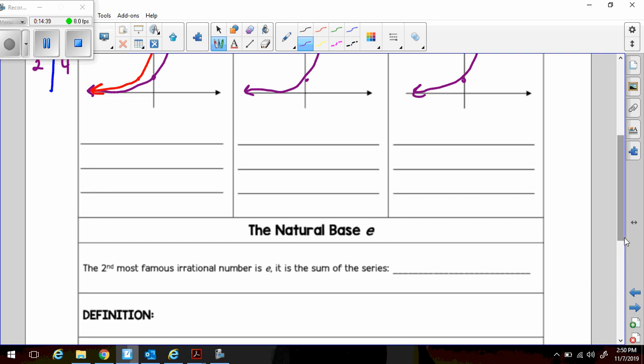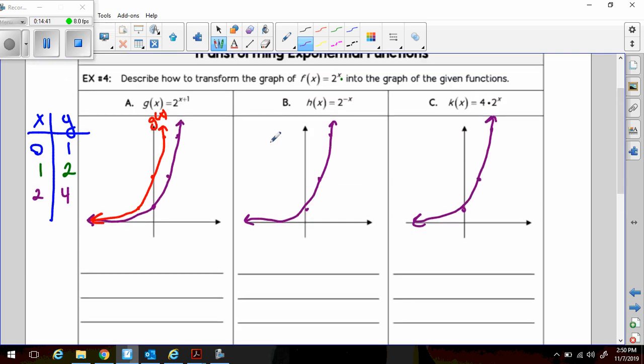Describe how the transformation into the graph is given the functions. So this one actually, this plus 1 actually just makes it to the left 1 unit.